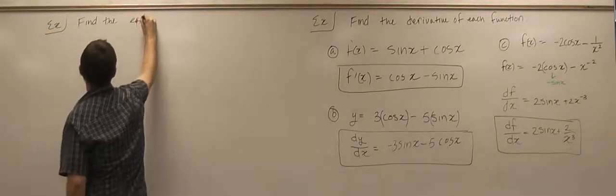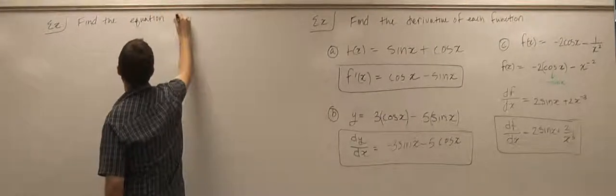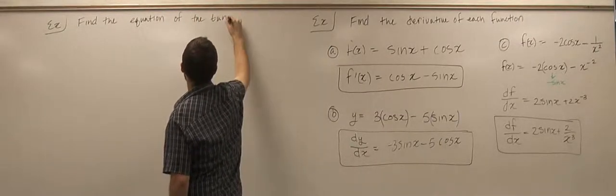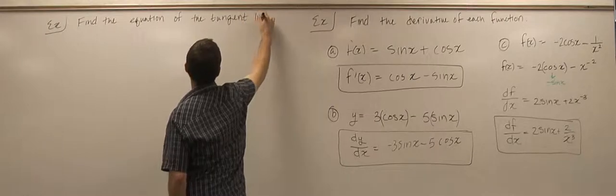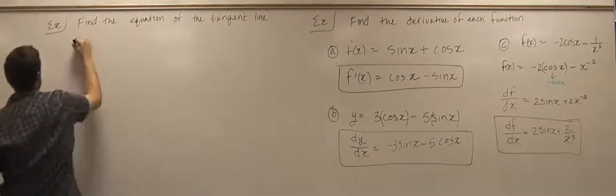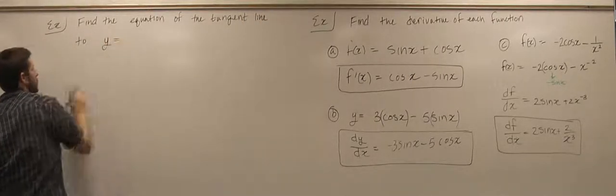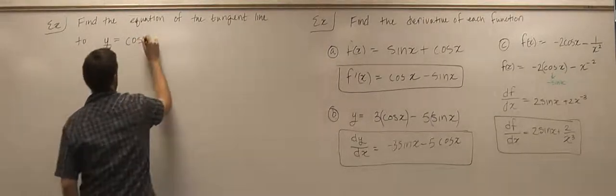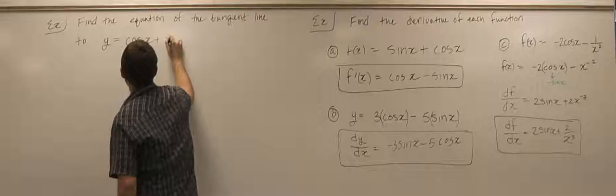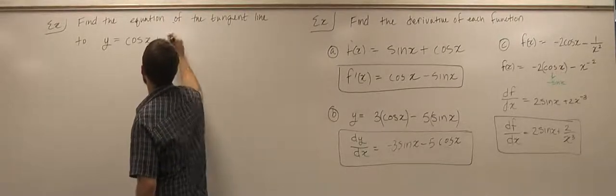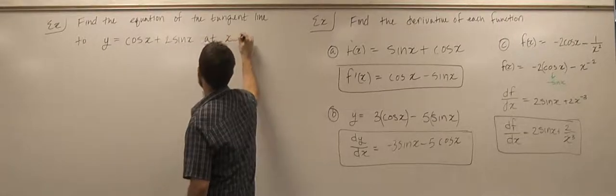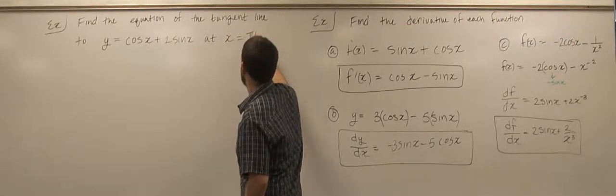Find the equation of the tangent line. y equals cos x plus 2 sine x, at x equals pi over 2.